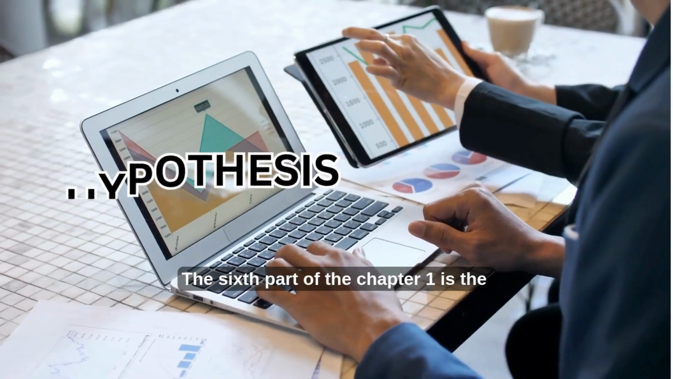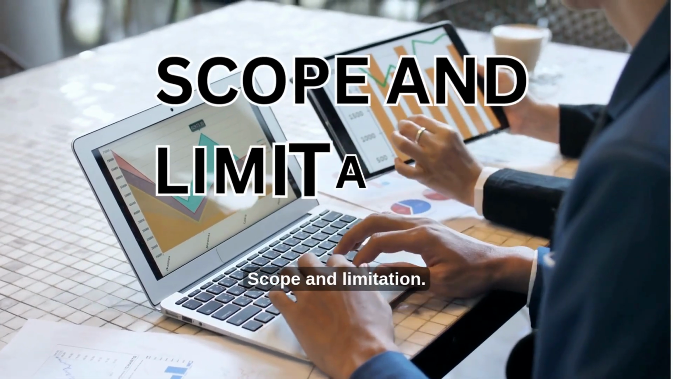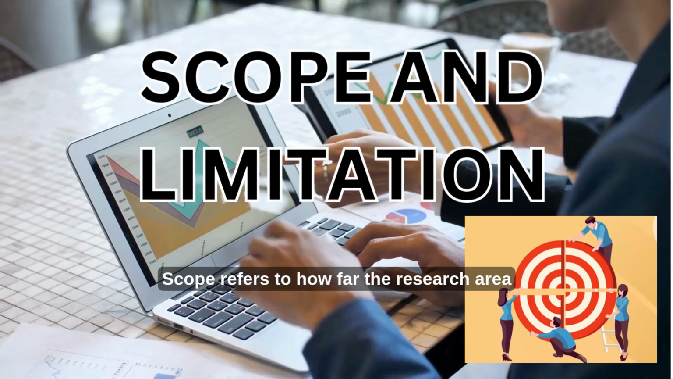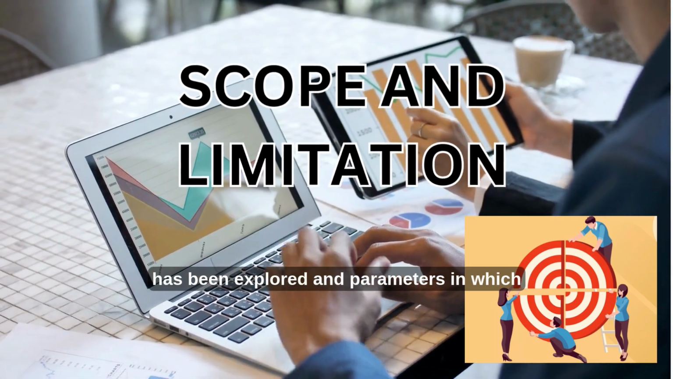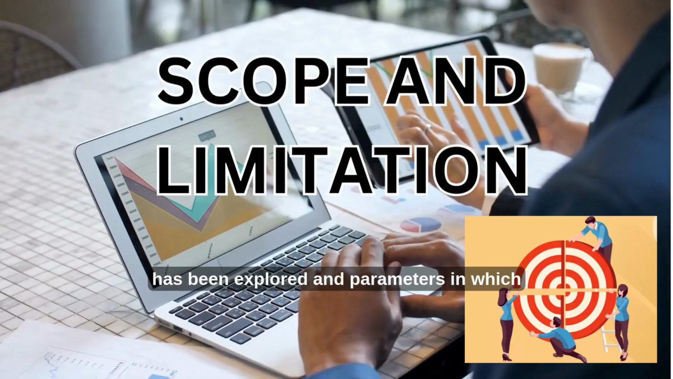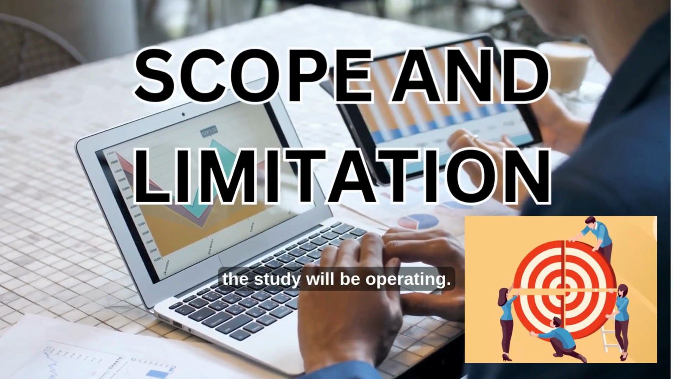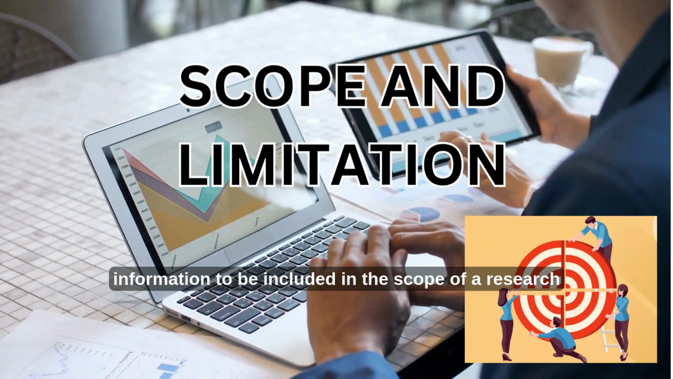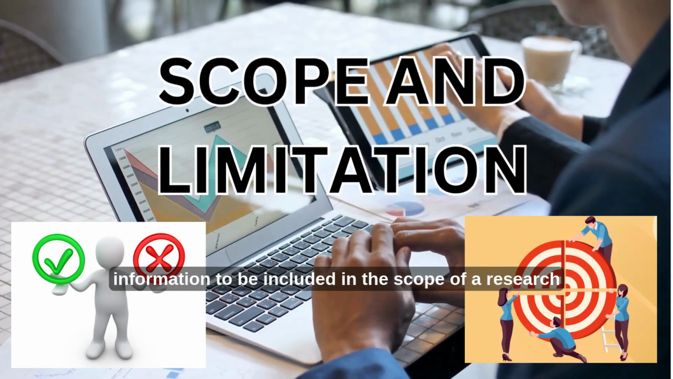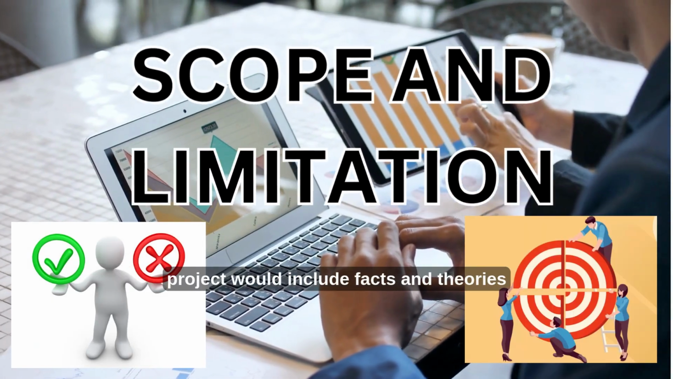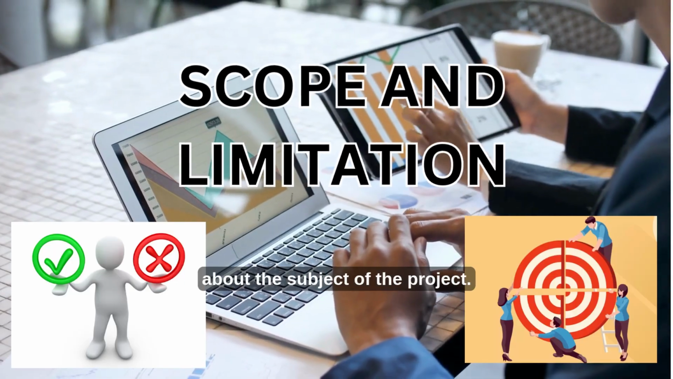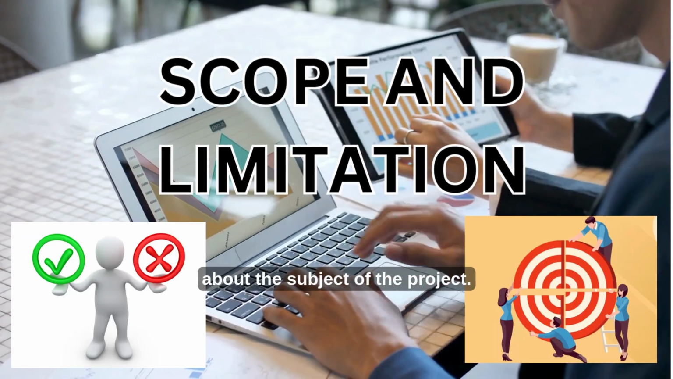The sixth part of Chapter 1 is the scope and limitation. Scope refers to how far the research area has been explored and the parameters in which the study will be operating. The type of information to be included in the scope of a research project would include facts and theories about the subject of the project.